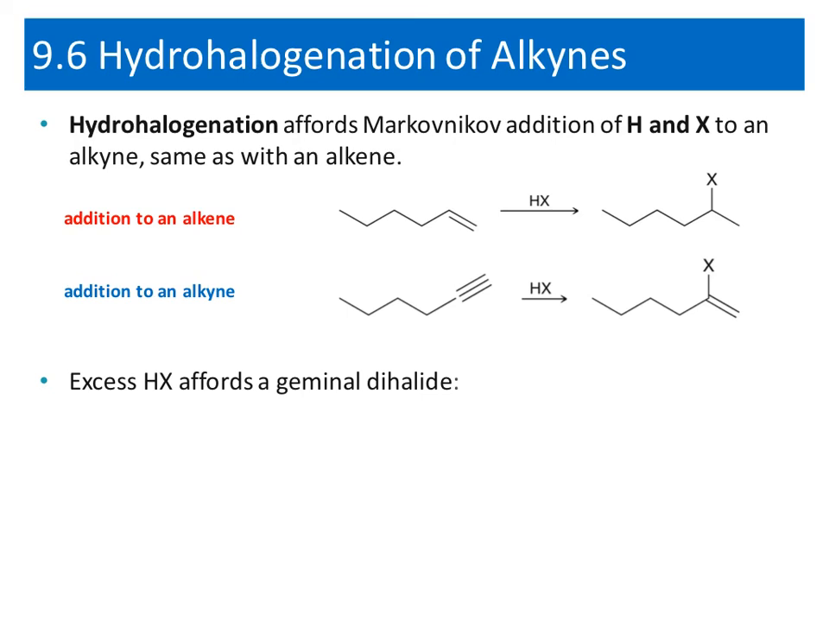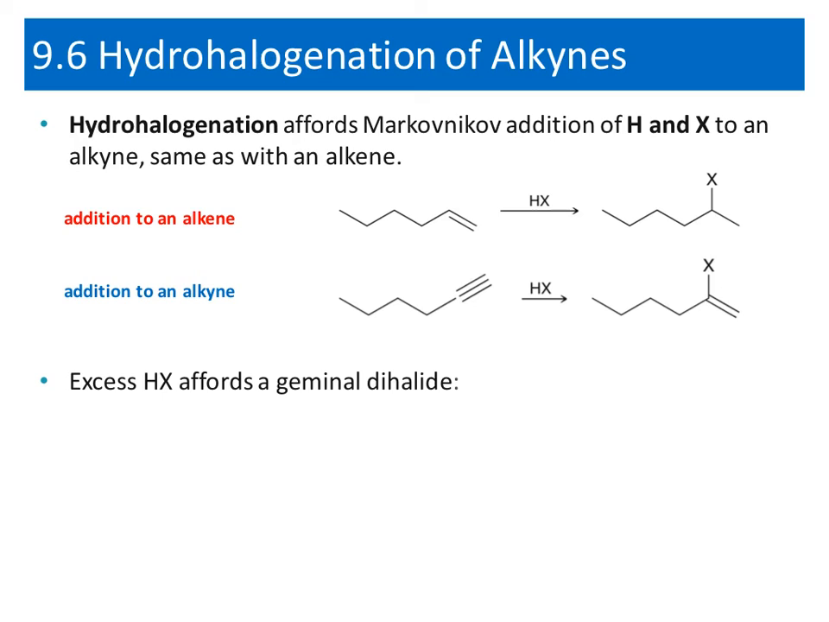Now, the exact same process can happen when we have an alkyne. The only difference here is we have 2 pi bonds with an alkyne, meaning that the reaction can happen even twice if we use excess reagent. If you look at the top example, this is what we just discussed. We have an alkene that reacts with HX, addition is Markovnikov, so hydrogen will be added to the less substituted carbon and halogen will be added to the more substituted carbon.